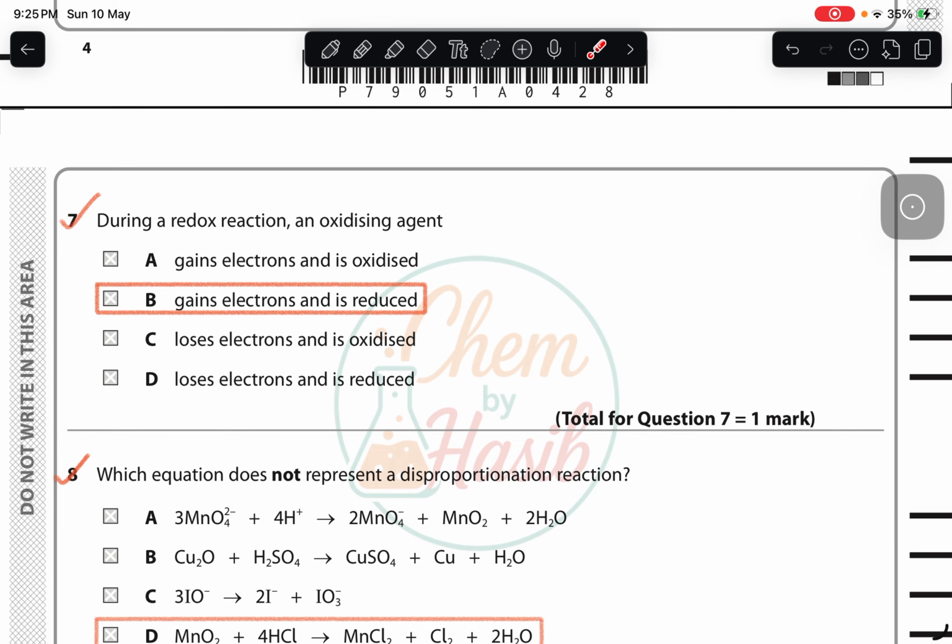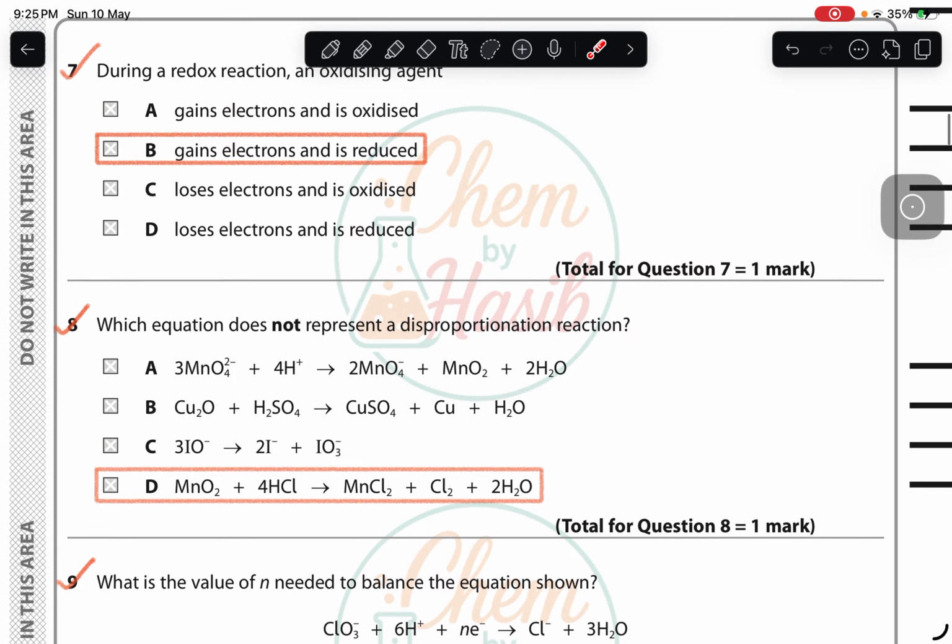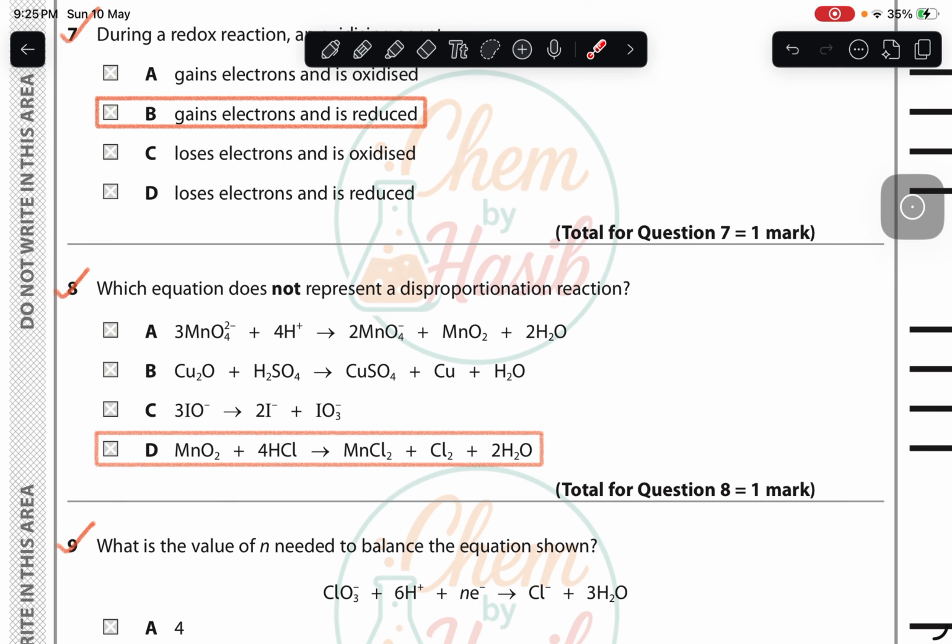Question number 8. Which equation does not represent a disproportionation reaction? If you look at option A, the oxidation number of manganese here is +6, and the oxidation number of manganese in MnO4 minus is +7, and MnO2 is +4. See, the oxidation number changes from 6 to 7 and also changes to 4. So it increases from 6 to 7, decreases to 4. So this must be a disproportionation reaction. Therefore, A cannot be the answer.